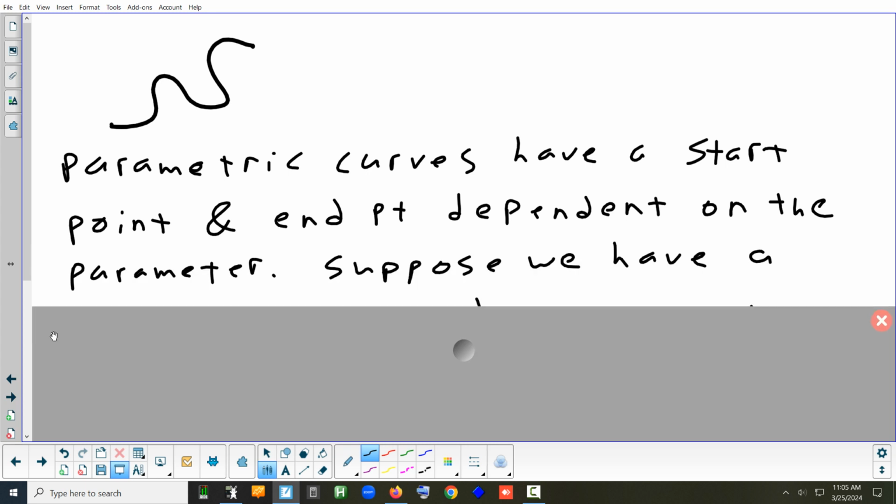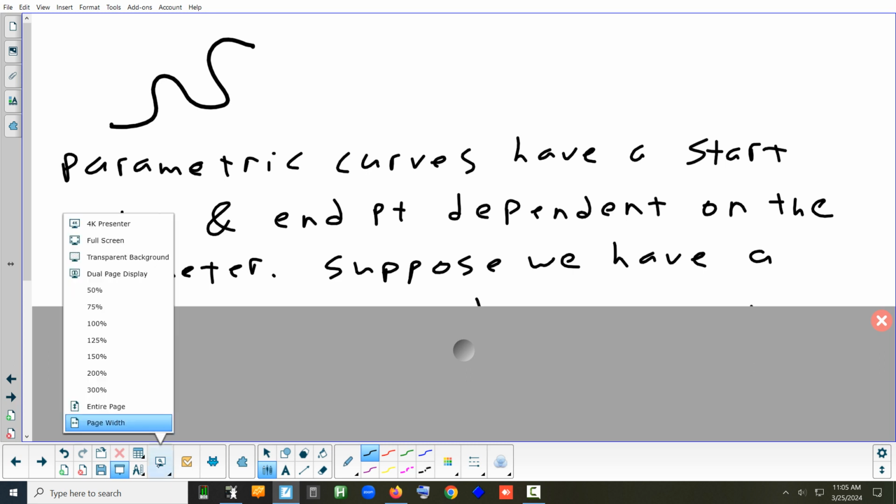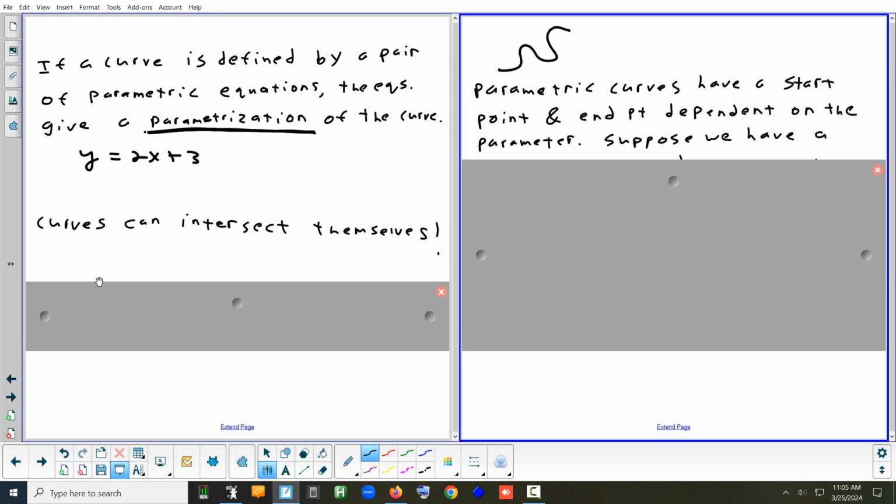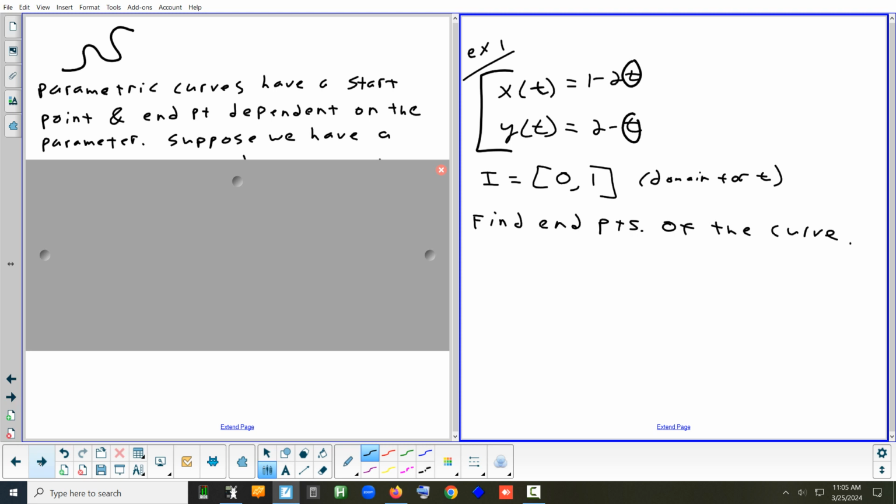So the start point and the end point are always going to be controlled by two things. One, the formula they give you, and two, the values you are allowed to plug into that formula. And we'll do an example in a minute where we just find the start point and the end point of that parametric curve on the right.